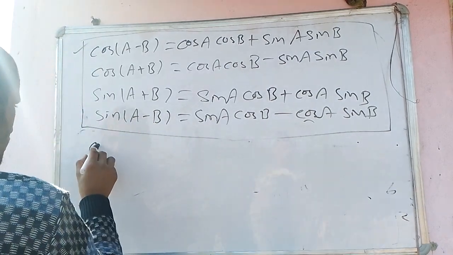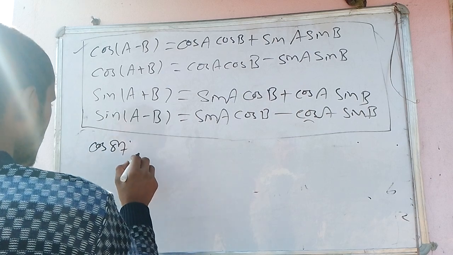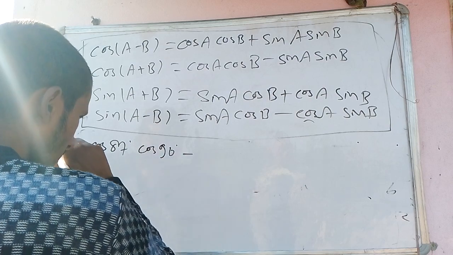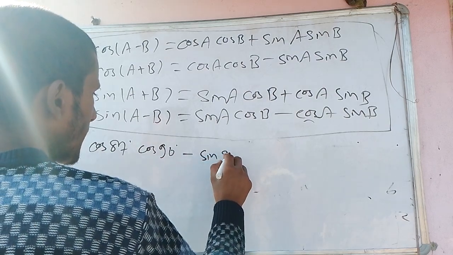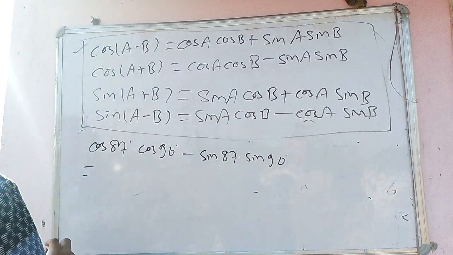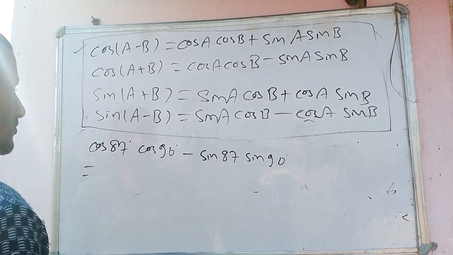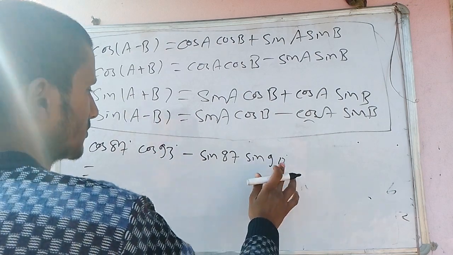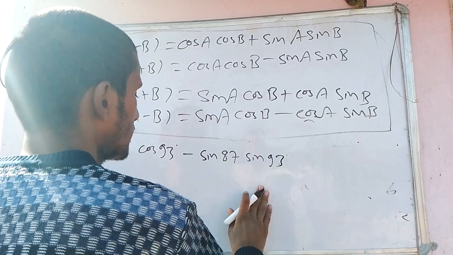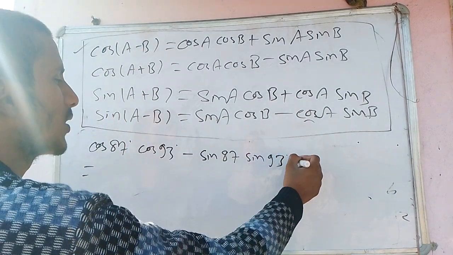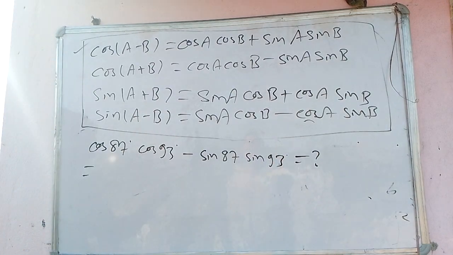The problem is cosine 87 cosine 90 degrees minus sine 87 sine 90 degrees. So what is this going to be? You have to find this out. Find this on your own and I won't tell you the answer. I'll tell you the answer of this one in the next video.